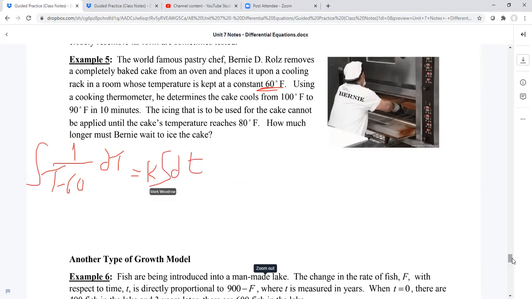So I'm going to integrate the left side. That's going to be the natural log of the absolute value of T minus 60. And over here, it's going to be some kt power. And then it's plus a c.